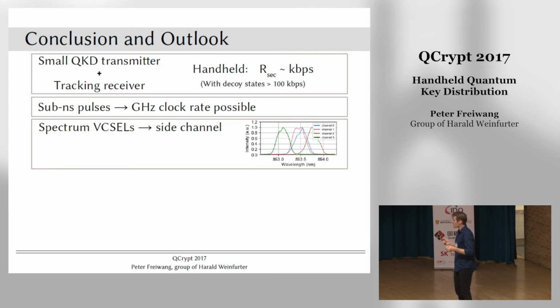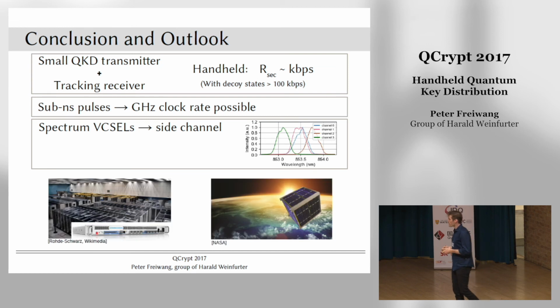Unfortunately, the spectrum of our 4 diodes does not overlap. We have to find a solution for that, this is a side channel which we have to close. And for future projects, we want to merge our system with commercial products or AES encryptors, and we want to put our optics onto a CubeSat and try to exchange a key from the orbit.